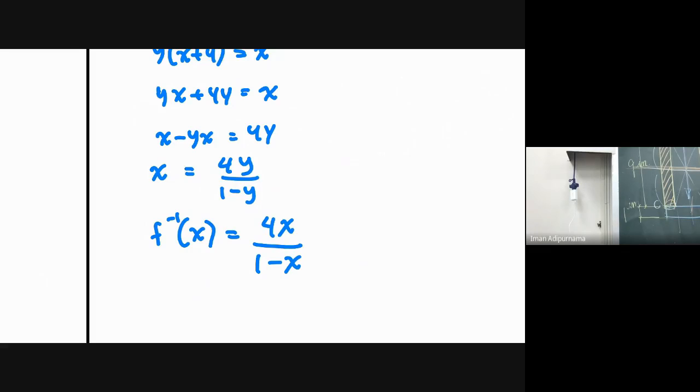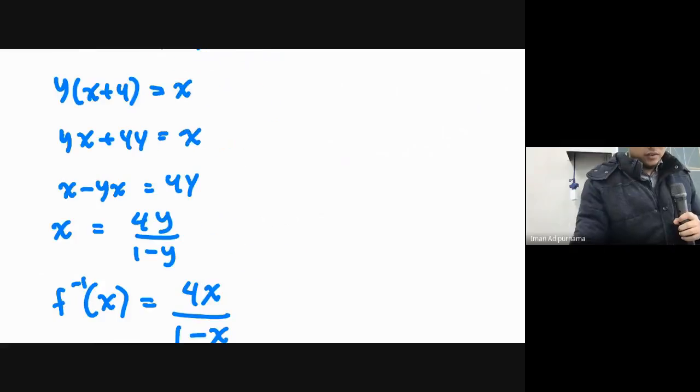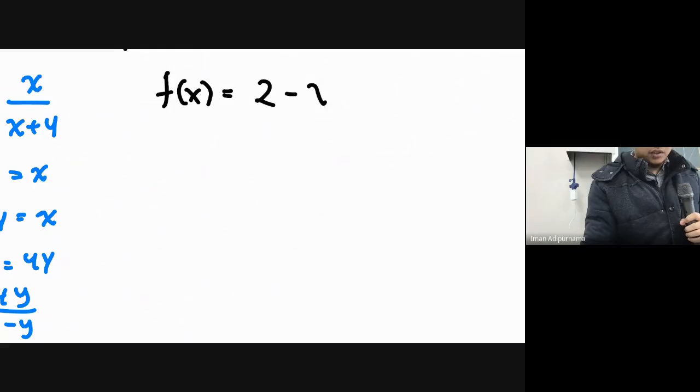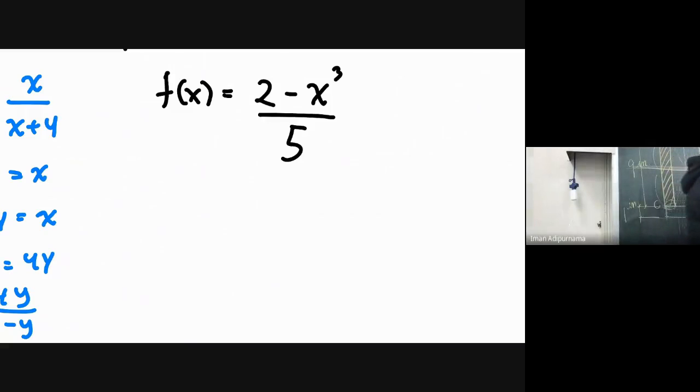You need to do this much faster. It's not the standard for undergraduate. If you take the inverse at a slow pace, that's not up to undergraduate standards. Okay, another one. Let me give you f of x is 2 minus x cubed, all over 5.